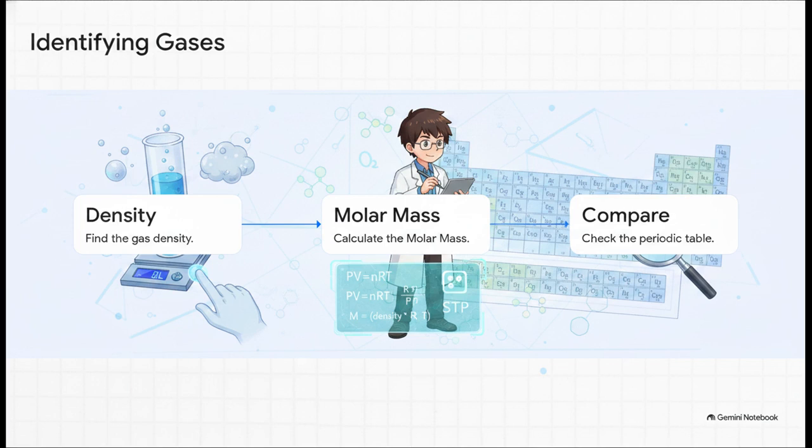Our methodology here will be strictly by the book. It's a simple 3-step process to identify any unknown gas. Step 1, we determine the density of the gas in grams per liter. Step 2, we use our derived formulas, or that STP shortcut, to calculate the molar mass. And Step 3, we take that molar mass and compare it to the lineup of known elements and compounds on the periodic table to find our match.